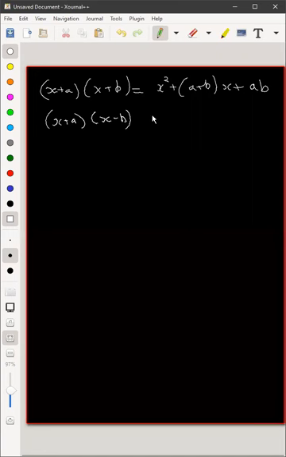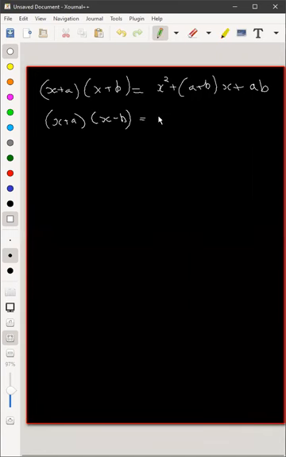X plus A into X minus B. X square plus bracket A plus B into X minus, no, A minus B, yeah, into X minus AB. Minus AB, correct. Sarah?